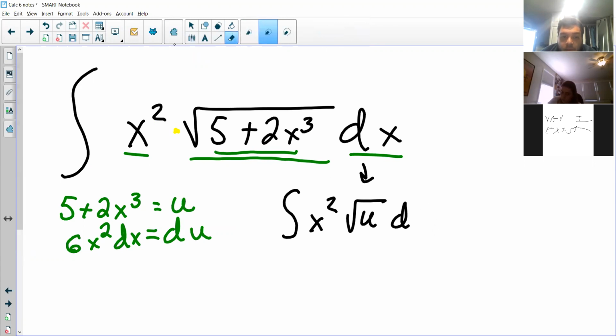Now, my issue is I still have this x squared. Is there a way to change this x squared to the u? Or could I make all these dx's and all these x's into du's? Well, this and this are equal to each other. So I need to make the x squared look like 6x squared. So what I'm going to do is multiply by a 6 inside the integral.